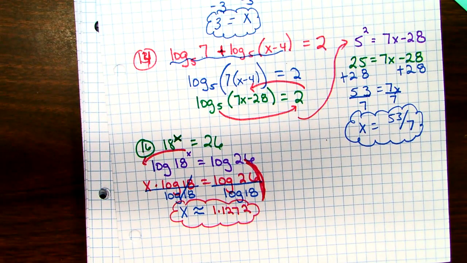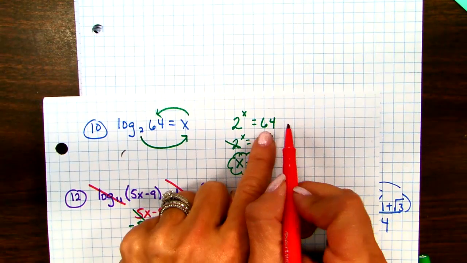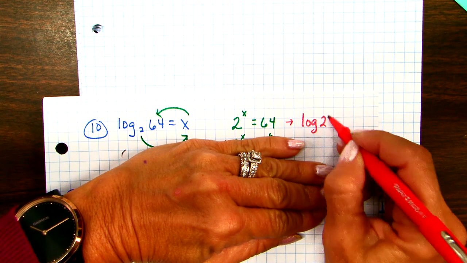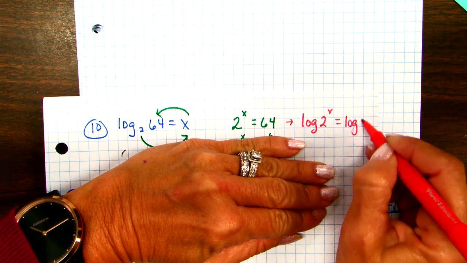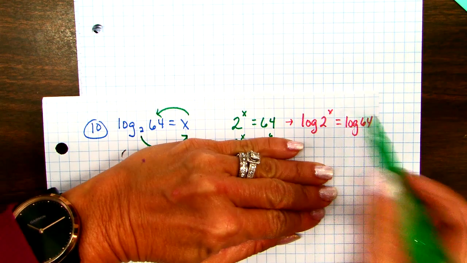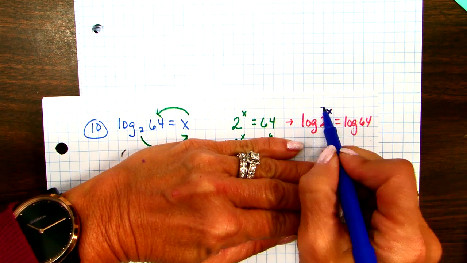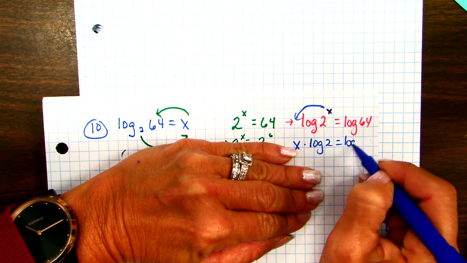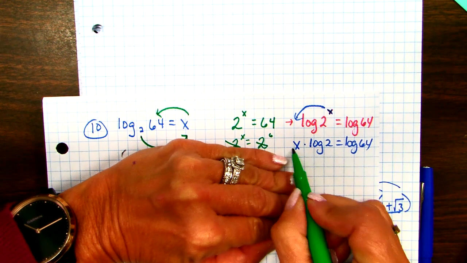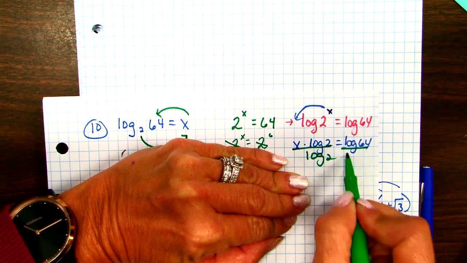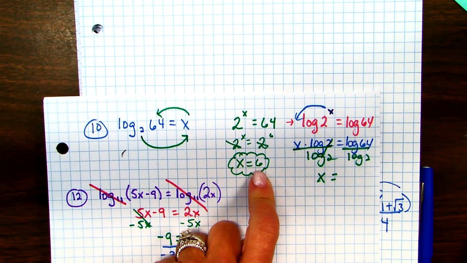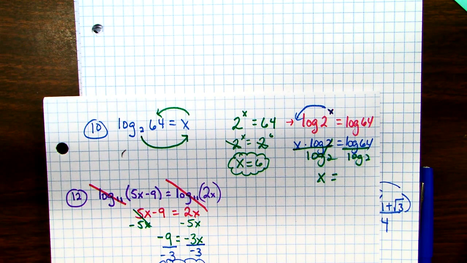By the way, number 10, you could have used this method when you did this problem. Let me just show you something really quick, guys. Instead of finding a like base, I could have given a log to both sides, which then would have allowed that exponent to come down to the front. Divide both sides by log 2. And if you put this in your calculator correctly, you should get 6. It's the same problem, different method.